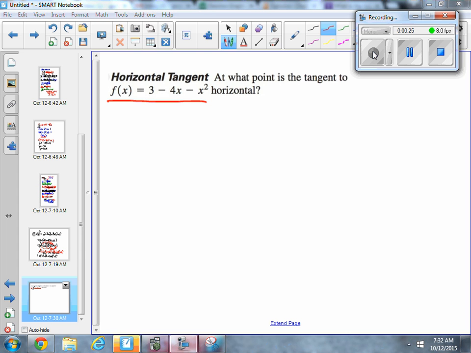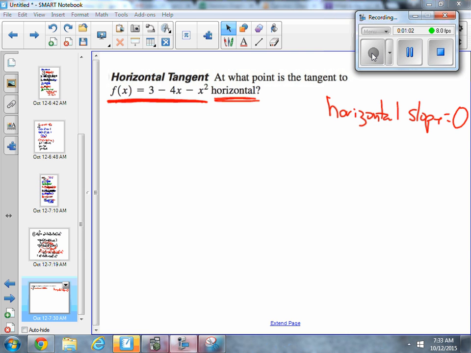Well, we know that we can find the slope of the tangent at any point on this function by using our difference quotient. So that's going to give me the slope, and I'm trying to find out where it is horizontal. Well, horizontal slope is equal to 0. So I want to find at what point the tangent to this function has a 0 slope.